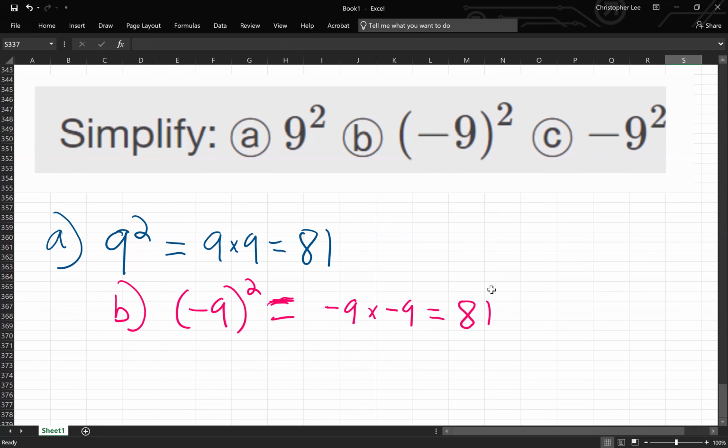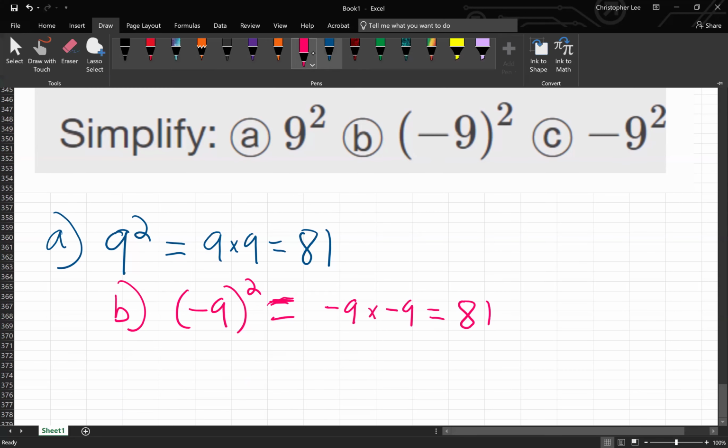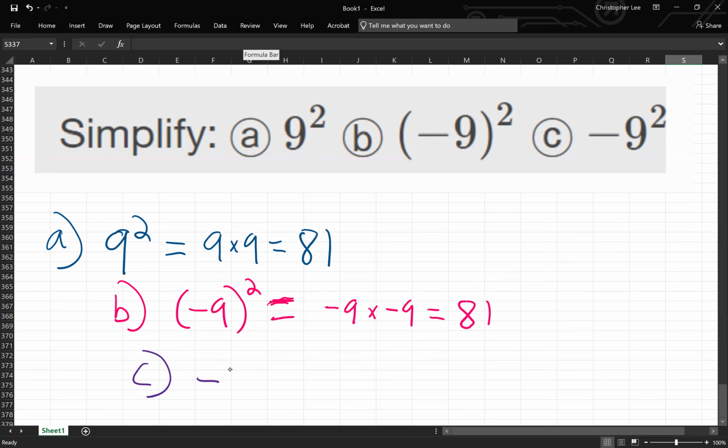All right. Let's get this. Where's the purple at? Let me get the purple, right? So I got C. So what is negative 9 squared? What's the answer for that? Negative 81, right? Because this is negative 1 times 9, which is negative 81. Awesome. Any questions on these three? Anybody? This makes sense? All right.